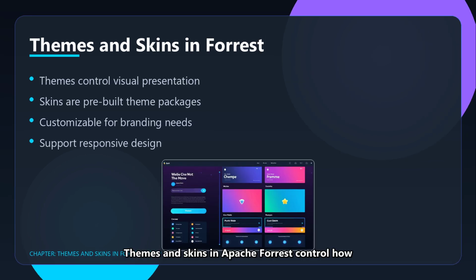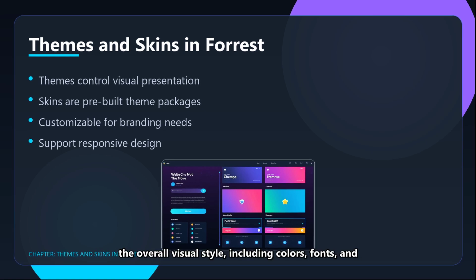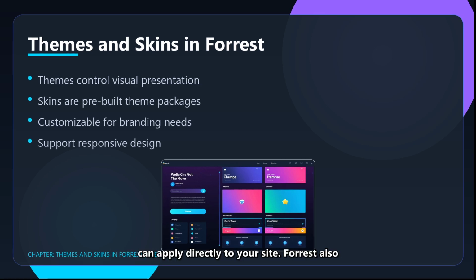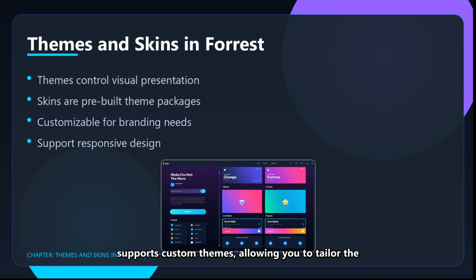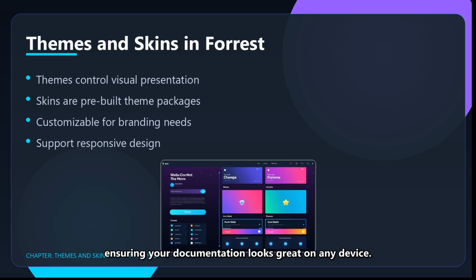Themes and skins in Apache Forrest control how your documentation looks when published. A theme defines the overall visual style, including colors, fonts, and layout. Skins are essentially pre-built themes that you can apply directly to your site. Forrest also supports custom themes, allowing you to tailor the appearance to match your brand or project requirements. Modern skins even include support for responsive design, ensuring your documentation looks great on any device.